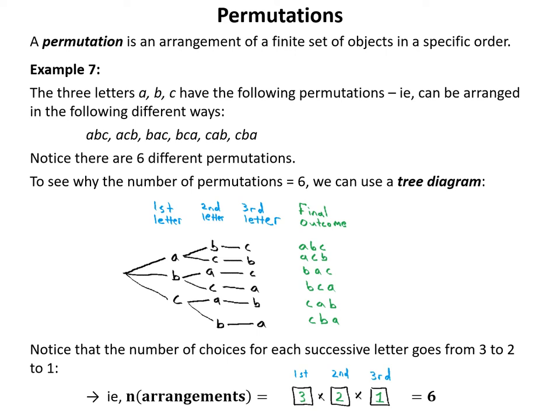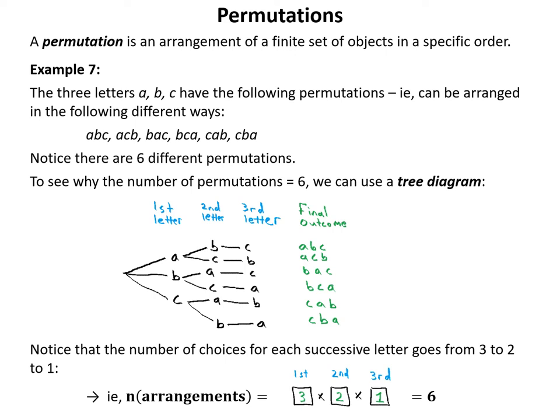Now, because the number of letters we're looking at here is fairly small, we can just take a non-mathematical approach and just think about what the different arrangements are. And we come up with the six different permutations that you see on the slide: ABC, ACB, BAC, BCA, CAB, and CBA. And if you were to take a little bit of time to verify this, you would see in short order that there are no more and no less possible permutations than those six.